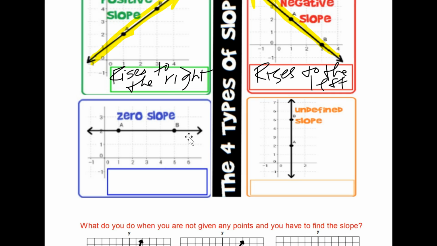All right. So how would I describe a zero slope? A zero slope is a line that is horizontal. It's a horizontal line. How would you define an undefined slope? And we're going to get more into this tomorrow.